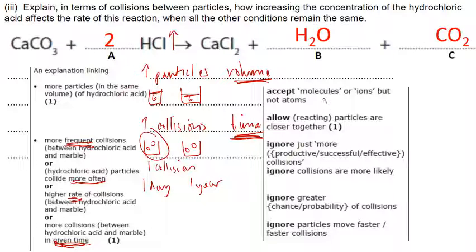So it allows you to say molecules or ions, but not atoms, and this is why it's safer to just use particles. Okay, it says ignore more productive or successful or effective collisions, because we're not looking at that. We're just looking at the number of collisions. And it says ignore greater chance or probability of collisions, and ignore particles move faster or faster collisions. We're not increasing the energy, we're just increasing the concentration. So we're not heating them up.